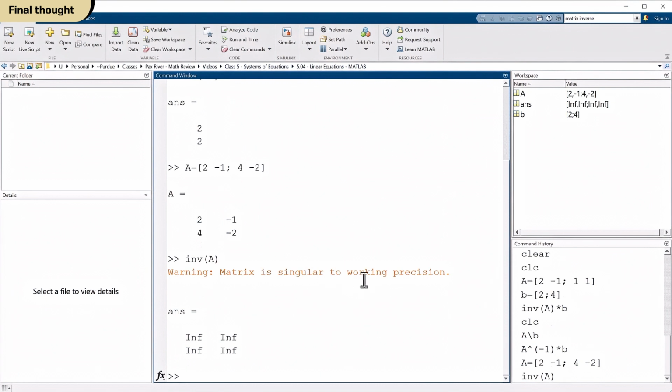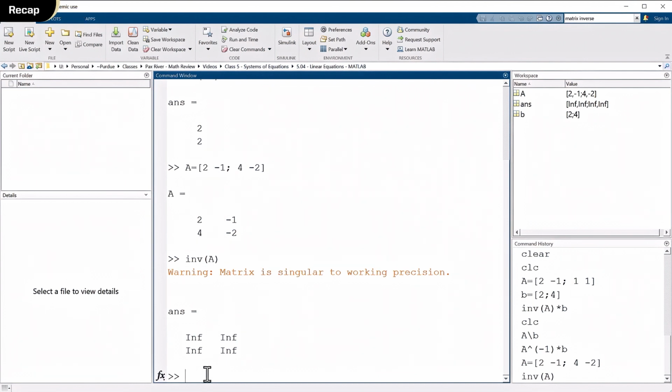Ah, singular to working precision. And look at that, the answer Inf means infinite. What that means is I just did the matrix equivalent of trying to divide by 0. So not every matrix has an inverse, and for those that are non-invertible, or what's called singular, that's the equivalent of trying to divide by 0. We'll talk about this more in a following lesson.